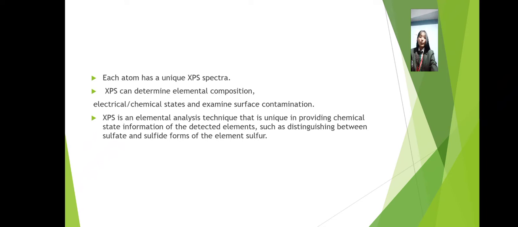Here are some more points related to XPS. Point number 1, each atom has a unique XPS spectrum. Point number 2, XPS can determine elemental composition, electronic or chemical state, and examine surface contamination. And last, point number 3, XPS is an elemental analysis technique that is unique in providing chemical state information of the detected element, such as distinguishing between the sulfate and sulfide forms of the element sulfur.